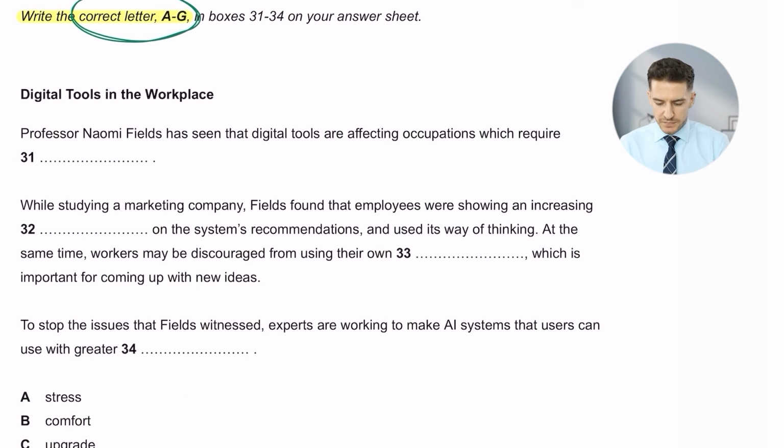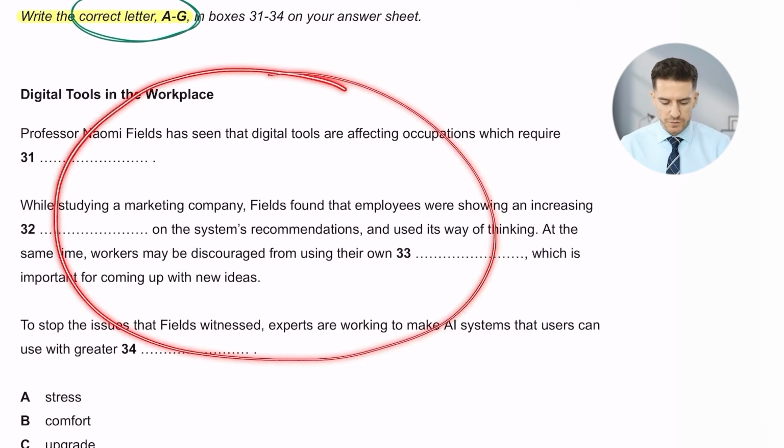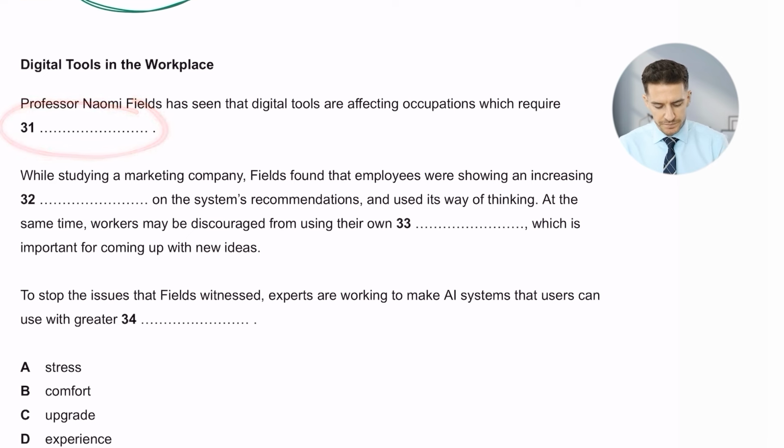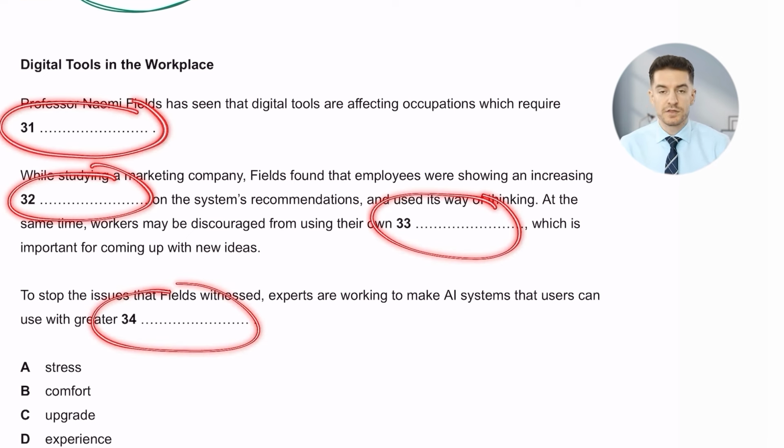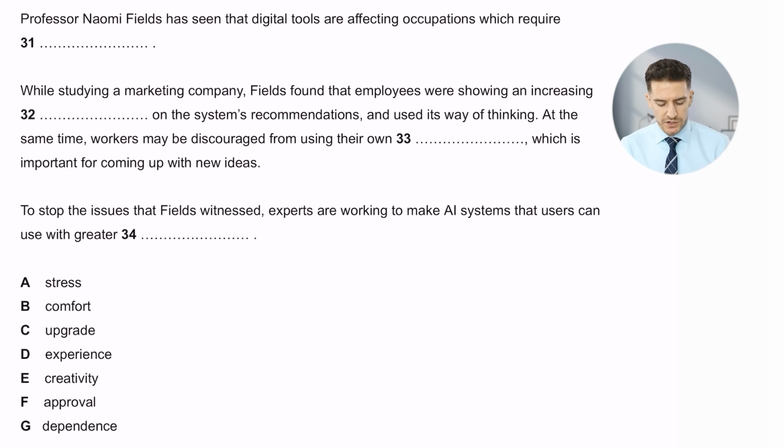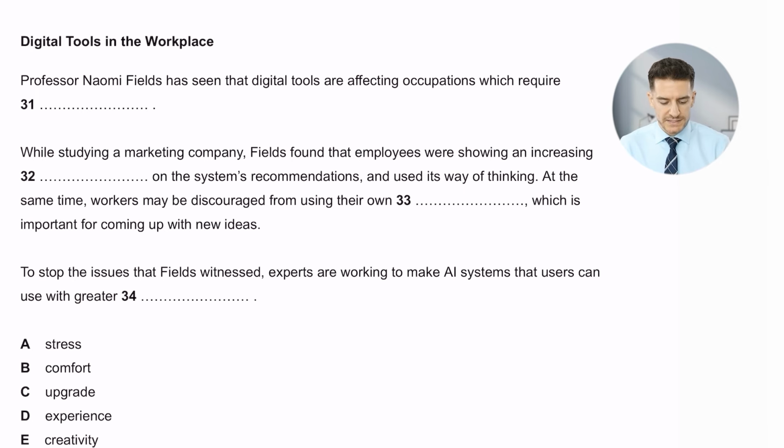So as you can see, here is the summary itself. And there are some blanks, 31, 32, 33, and 34. Your job is to choose the correct word from this list here for each of the gaps, or each of the blanks. So let's start by looking at the title. And this is really important because it's going to help you to know where to look for the answers. The title says Digital Tools in the Workplace. And if you remember, I think it was Professor Naomi Fields who was talking about this in paragraph 2. So we already know where to look for the answer.